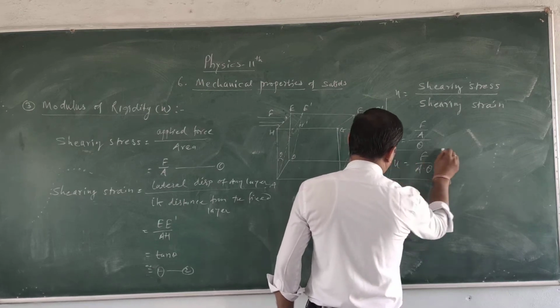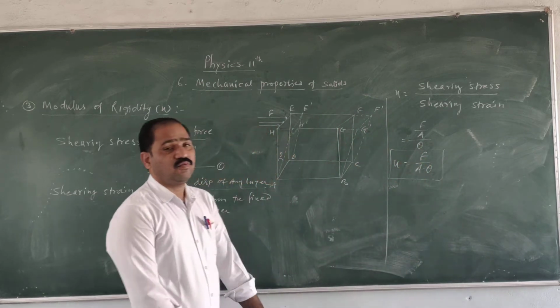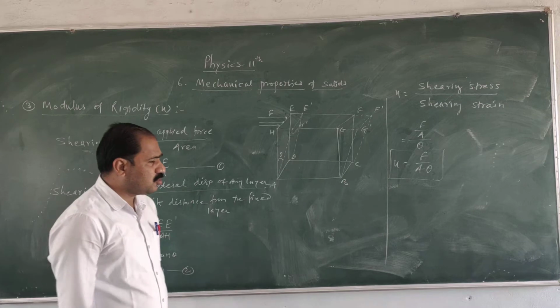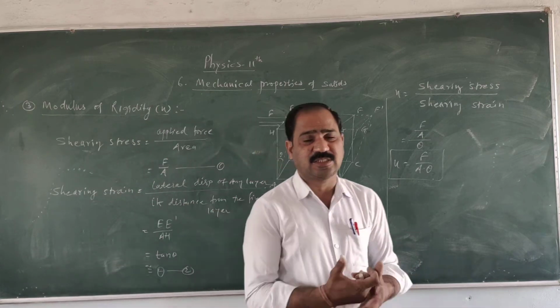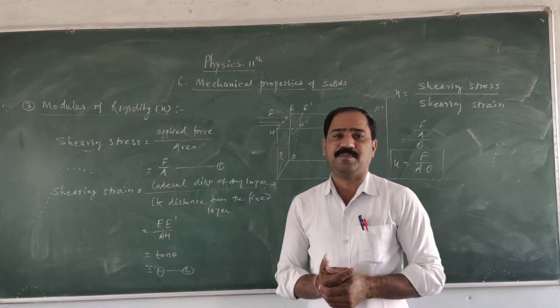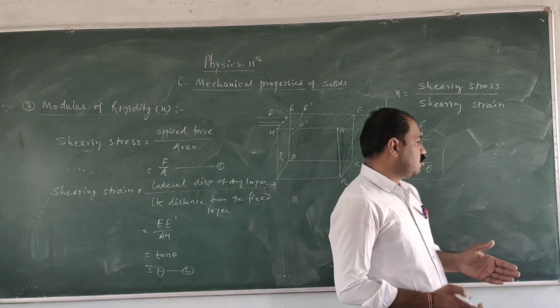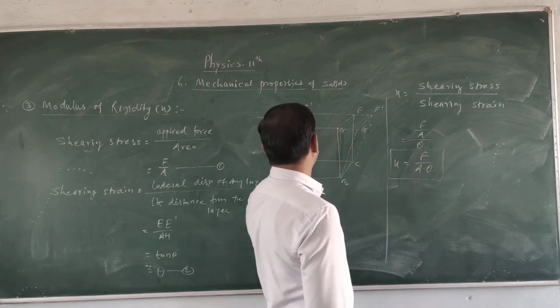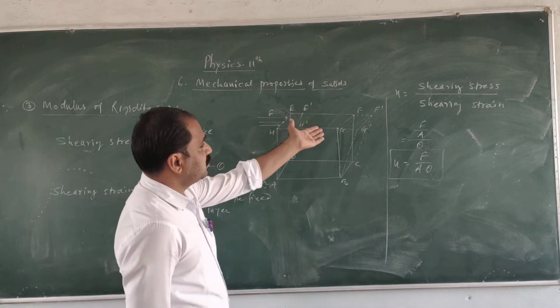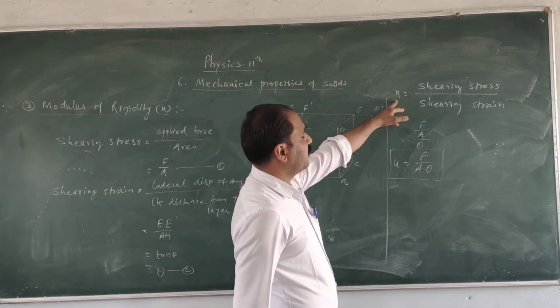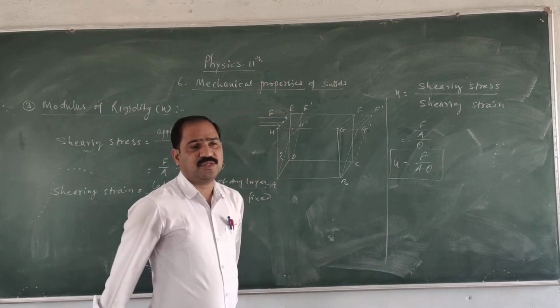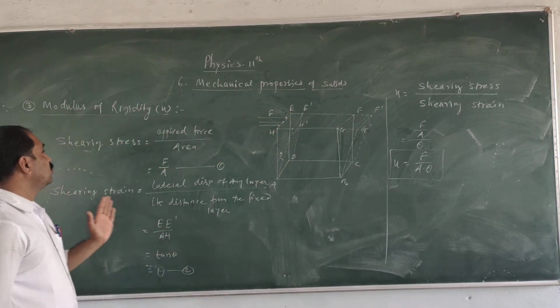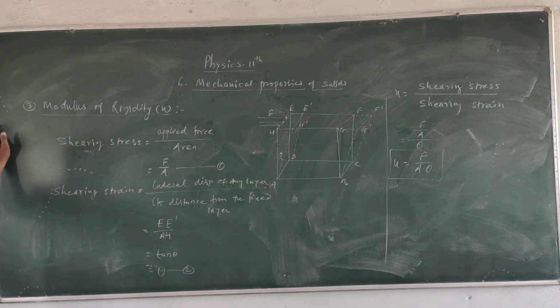This is the modulus of rigidity. The modulus of rigidity is a property which resists change in shape. So eta is equal to F upon A into theta. This is called shearing stress by shearing strain. It is known as the modulus of rigidity. So this is the property, the modulus of rigidity.